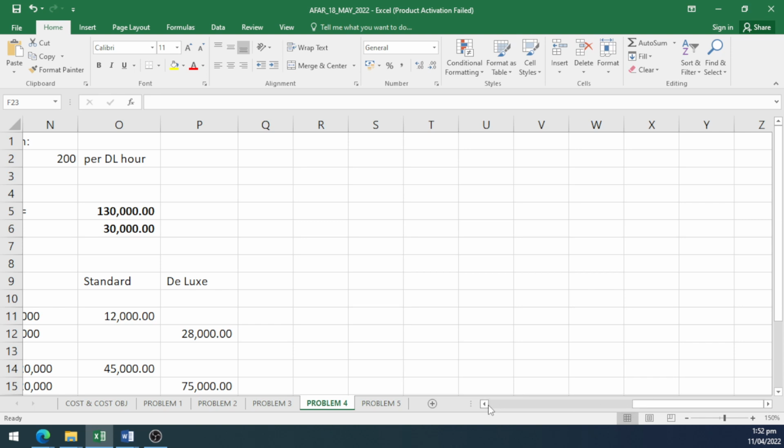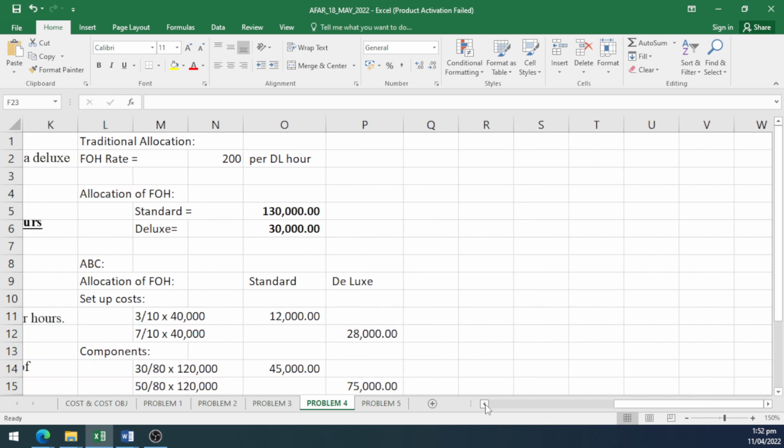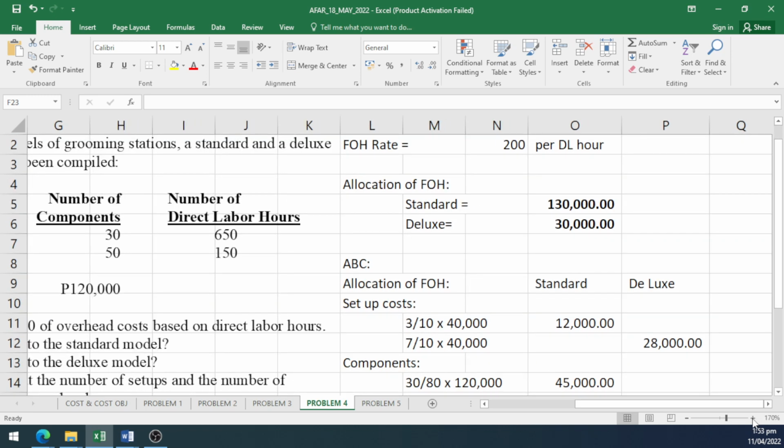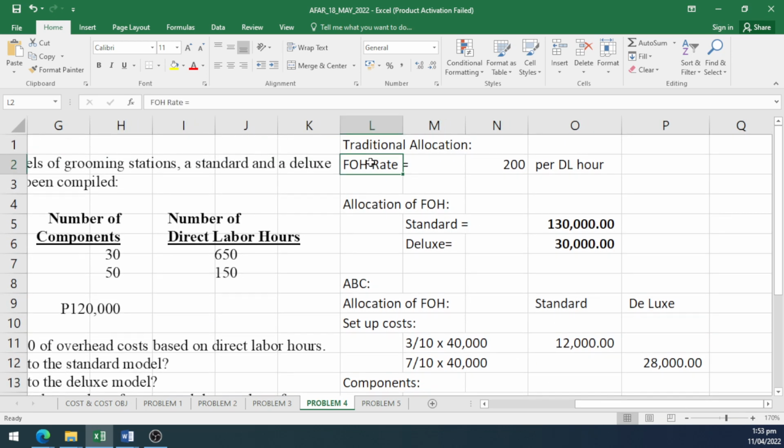Okay, so una, mag-compute tayo ng overhead rate. Plant-wide rate ito, ano? Tingnan nyo to. Factory overhead rate. The total overhead is 160,000. The total DLRs ay 800. So 160,000 over 800 DLRs, 200 per DLR. That's the overhead rate.